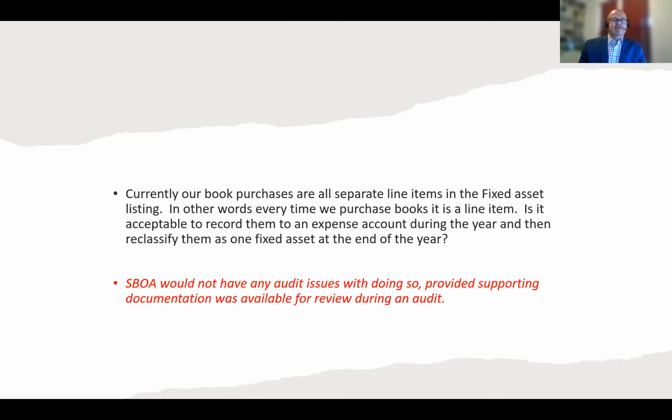The first one is, currently our book purchases are all separate line items in the fixed asset listing. In other words, every time we purchase books, it is a line item. Is it acceptable to record them as an expense account during the year and then reclassify them as one fixed asset at the end? If that was your procedure and you had that documented, that wouldn't be anything that we would take exception to.